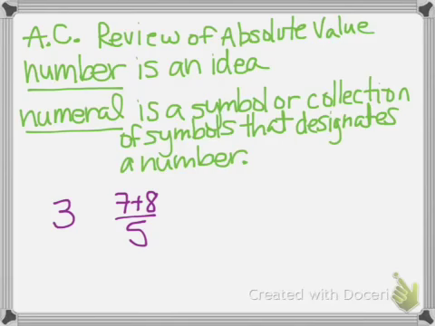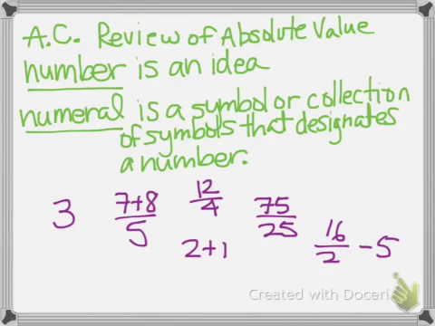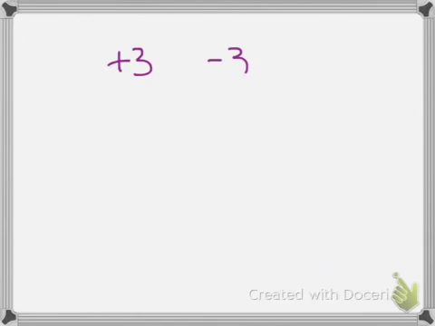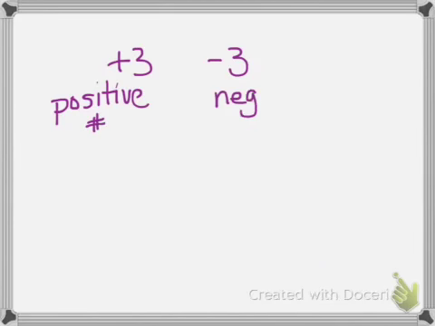7 plus 8 divided by 5 is also equal to 3. 2 plus 1 is equal to 3. 12 divided by 4 is equal to 3. And so on and so on. All of these are numerals that represent the number 3. So if we're talking about 3, 3 can be written as a positive or a negative number.